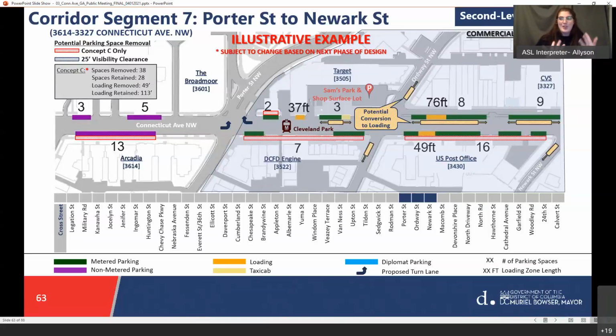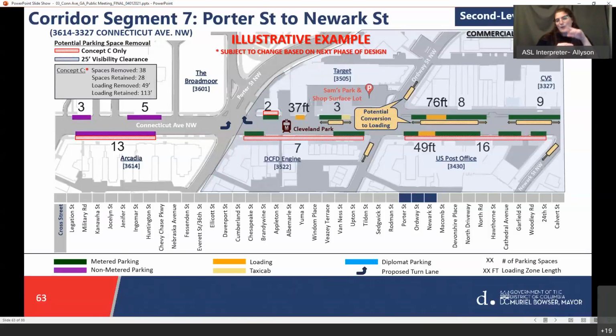Concept B primarily just removes spaces for visibility, where Concept C, in order to add the protected bike lane, would have removal of parking on one side or the other. On this slide, what we're showing is, in addition to the loss of parking, we're also showing turn lanes, and that would impact transition areas on the corridor, as well as some potential conversion to park to loading of existing spaces. There's also some additional information provided on these maps to provide context for the corridor. Next slide.